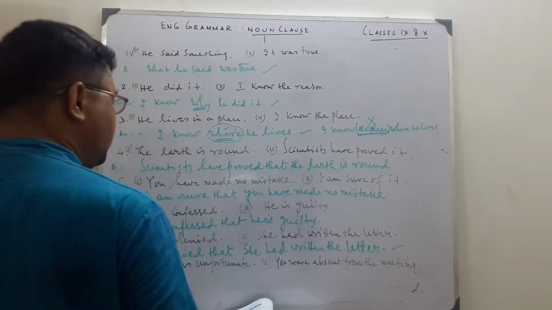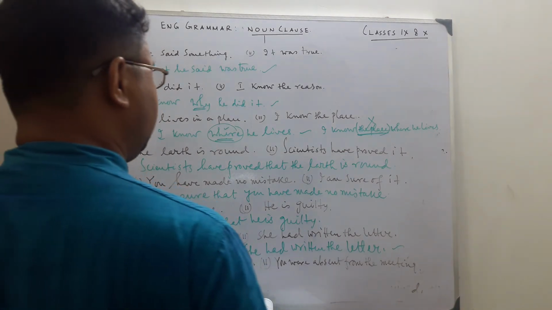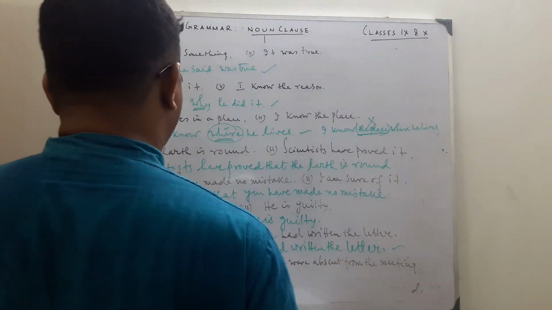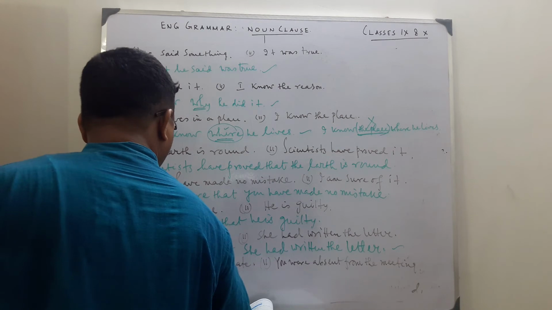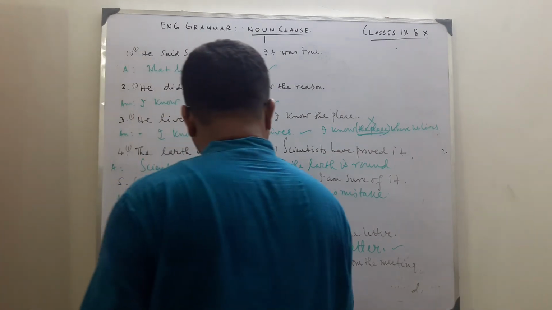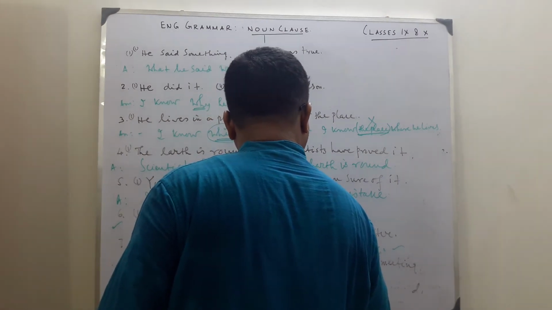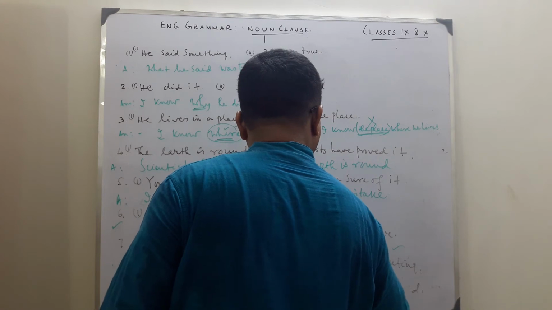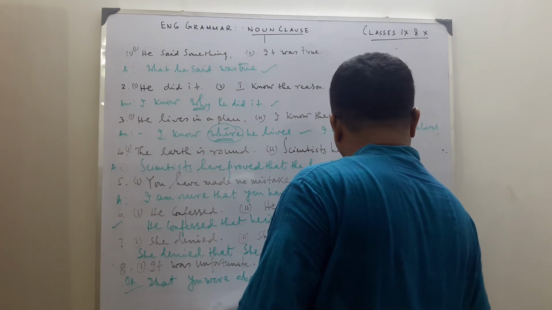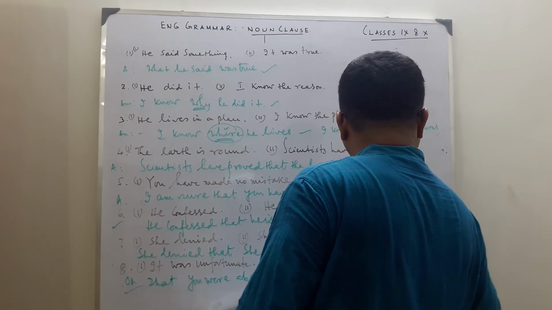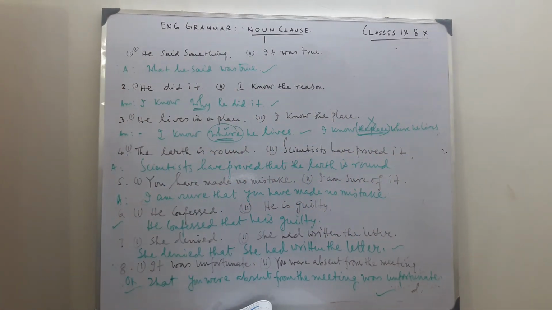Next, it was unfortunate you were absent from the meeting. It was unfortunate that you were absent from the meeting, or, that you were absent from the meeting was unfortunate. You can write in this way. In this way you have to solve noun clauses.